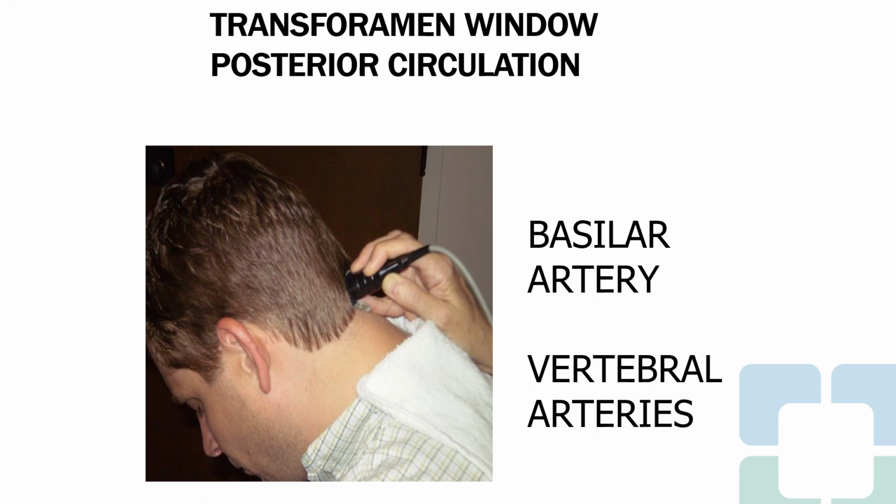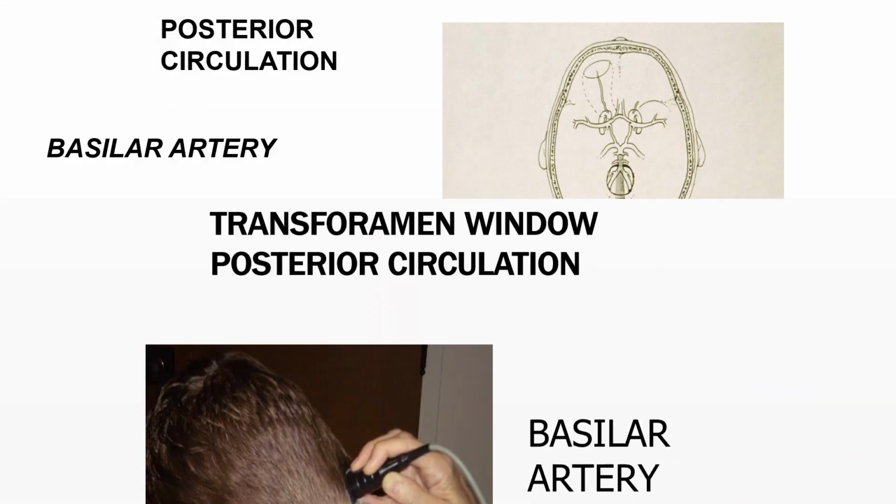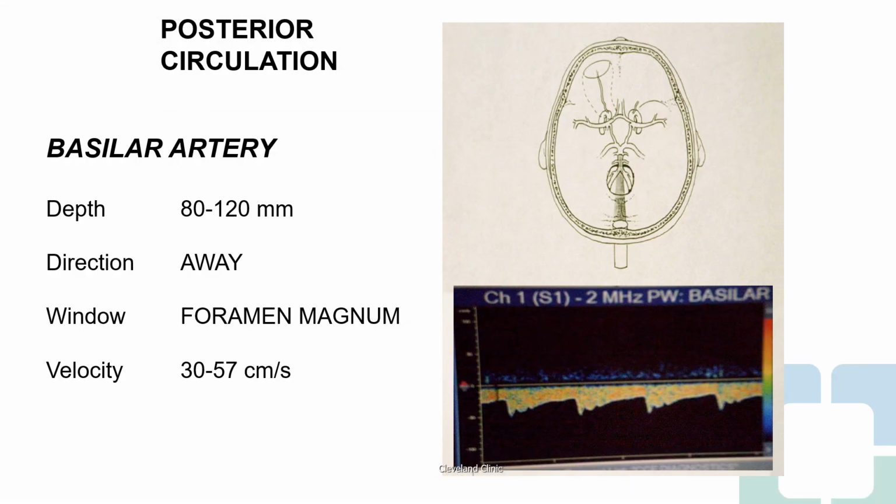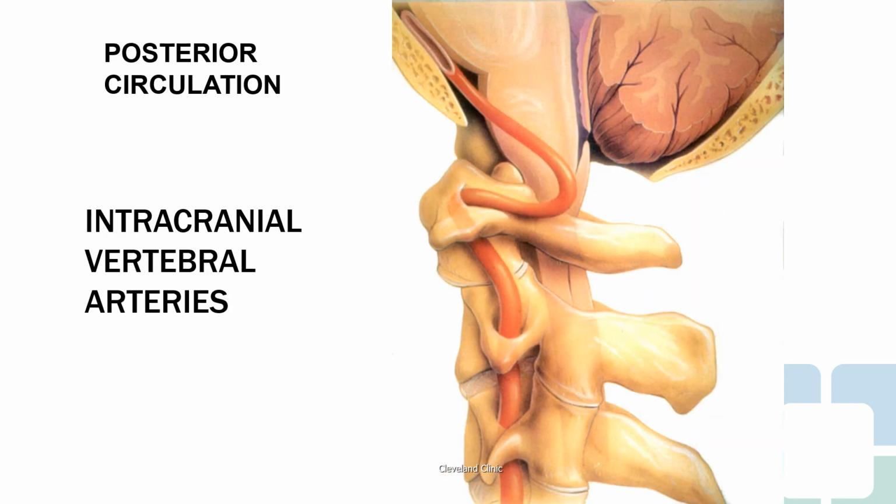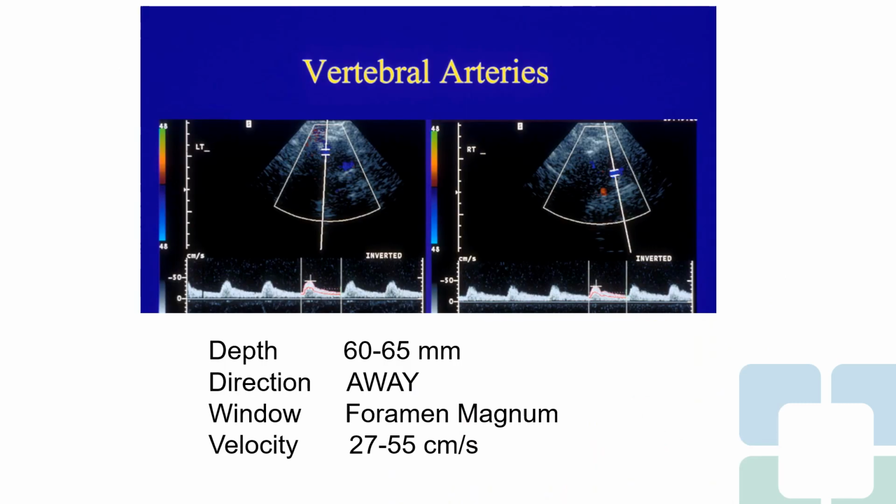The transforaminal window, or posterior circulation, allows you to see the basilar artery and the vertebral artery. Looking at the basilar artery, you can see this is a depth of 80 to 120 millimeters. Direction is away at a velocity of 30 to 57. Looking at the intracranial vertebral artery, the depth from a posterior view is 60 to 65. The direction is away and 20 to 55 centimeters a second.